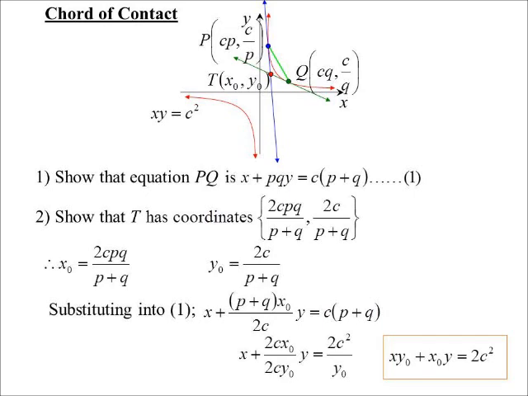It mimics the equation. Because the equation was xy equals c squared. So therefore, if I go x y0 plus y x0, I would get 2c squared. So in one of them you make y0, the other one you make x0. There's your chord of contact. So, just like all the others, it mimics the actual equation itself.